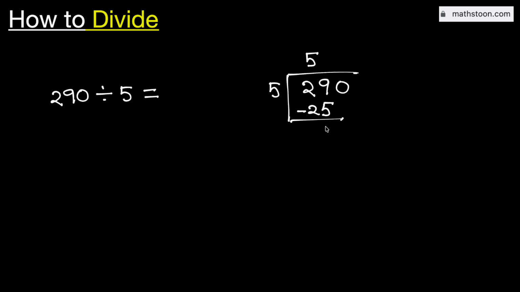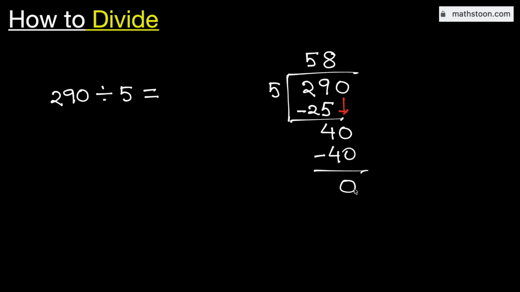Subtract, we get 4. Now again see that this 4 is less than 5. That is why we will bring down this number 0 here. Now 5 times 8 is 40. Subtract, we get a 0.